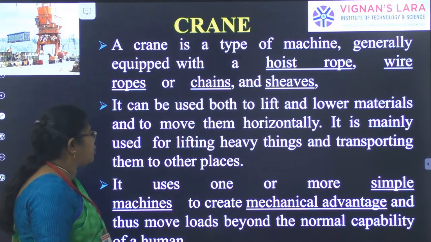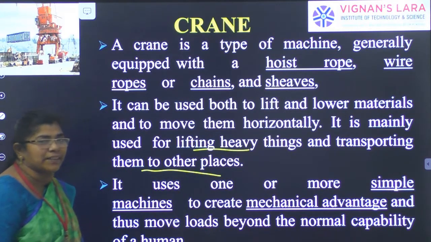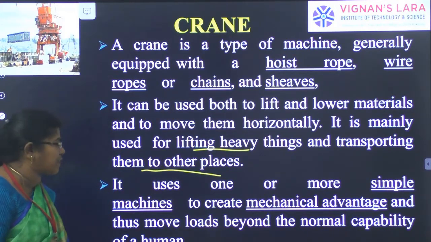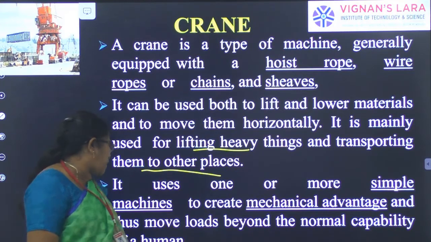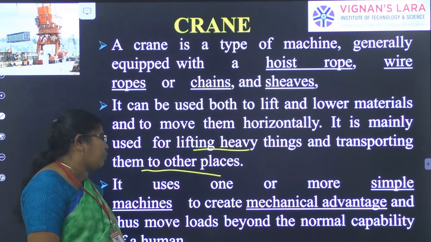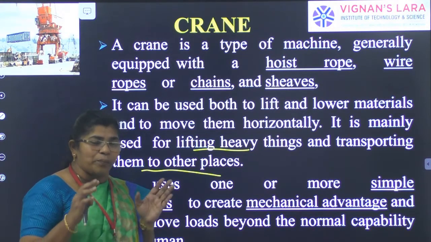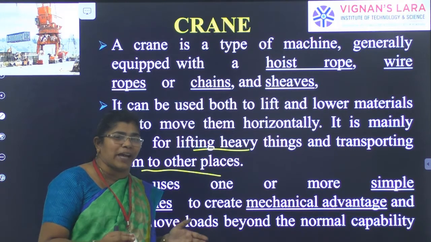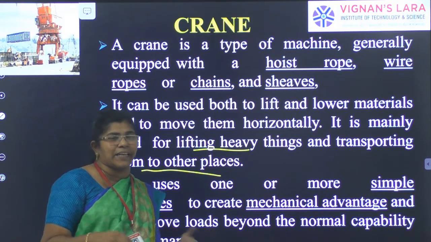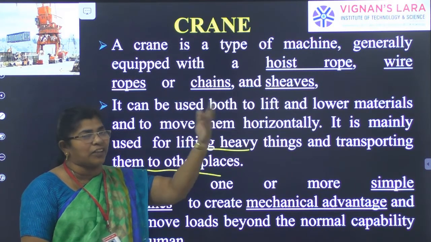It is mainly used for lifting heavy things and transporting them to other places, either vertically higher places or horizontally. It uses one or more simple machines to create mechanical advantage and thus move beyond the normal capability of a human. That is where human power is not sufficient to carry some weight. There are tons of weight. We can use these cranes to lift it to a higher distance and also lift it horizontally to a longer distance.